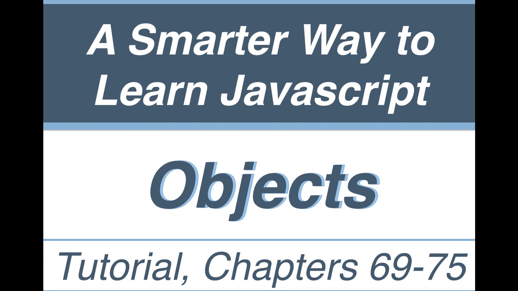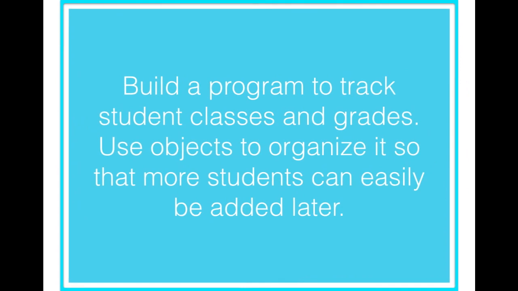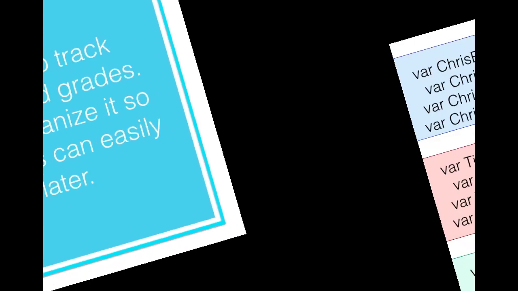This will be a tutorial for chapters 69 through 75 of A Smarter Way to Learn JavaScript. This will cover objects, object properties, methods, constructors, and prototypes. The goal of this tutorial will be to create a program to track student classes and grades. It will use objects to organize it so that more students can easily be added later on.